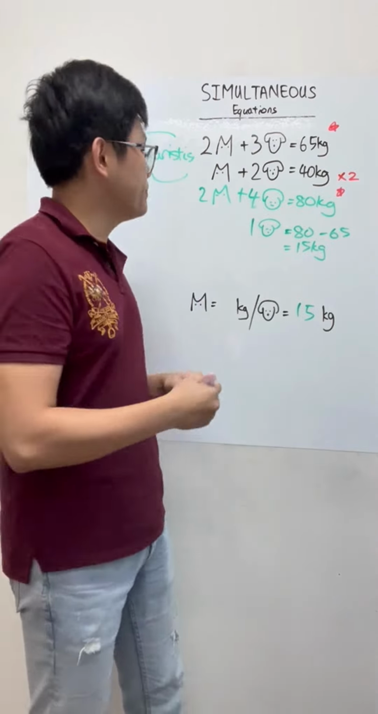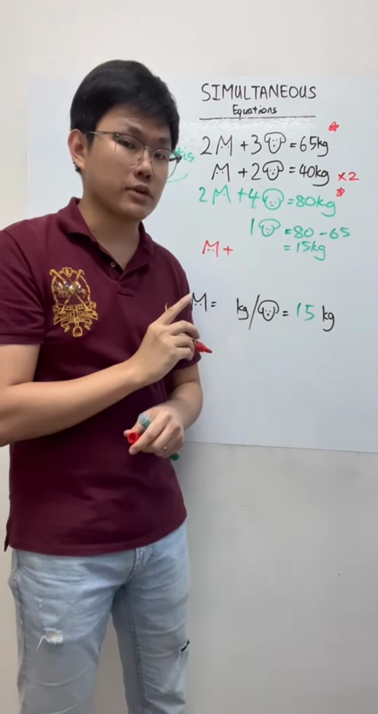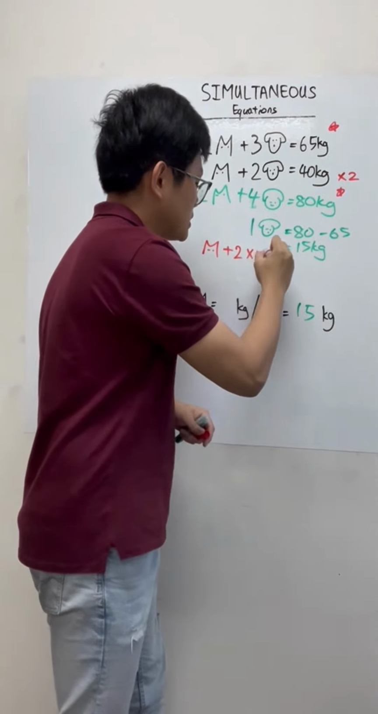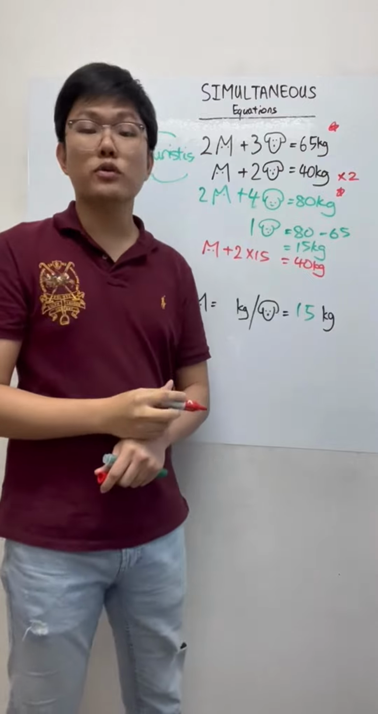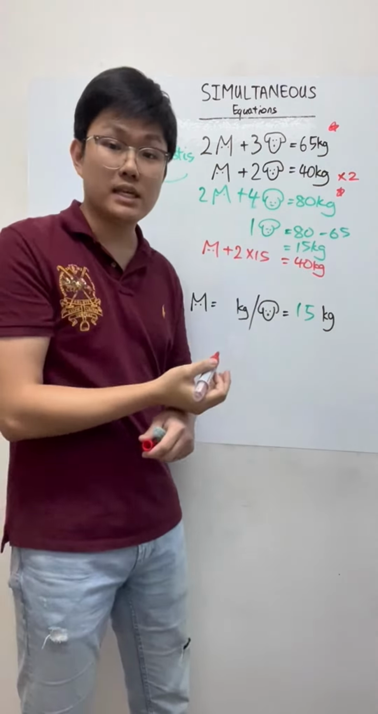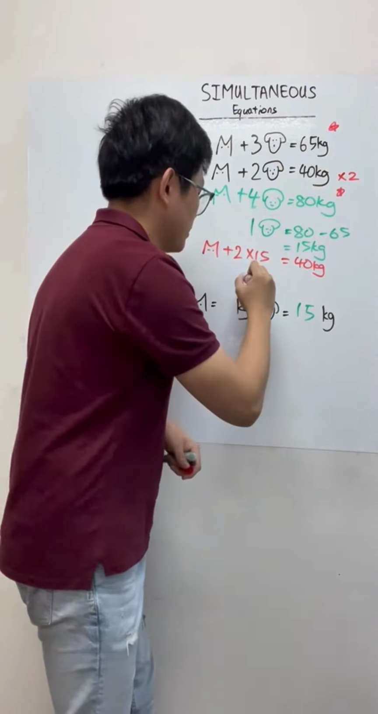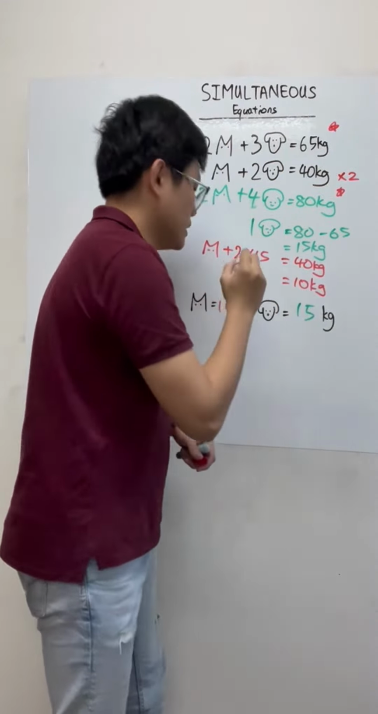So let us apply a cat plus 2 dogs. We already know the mass of 2 dogs, which is 2 times 15. This gives us a mass of 40 kilograms. Since we know this is 40 kilograms, all we need to do is just 2 times 15 is 30. 40 minus 30, we can find the mass of the cat, just like that. And it is 10 kilograms.